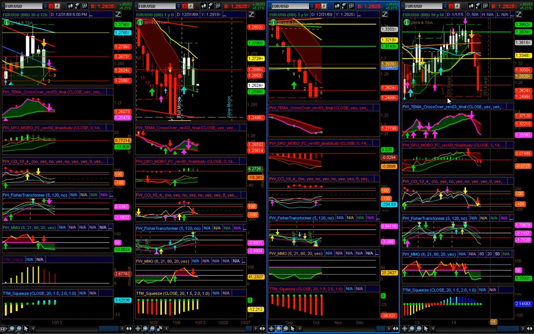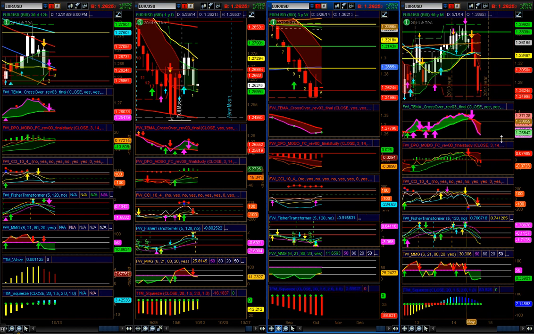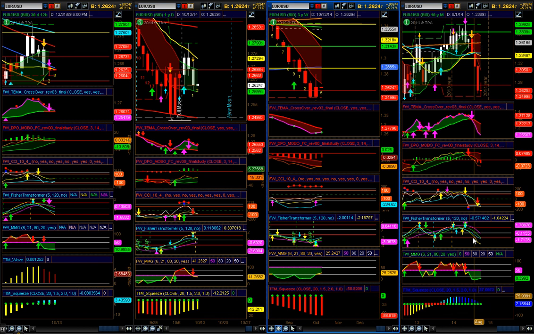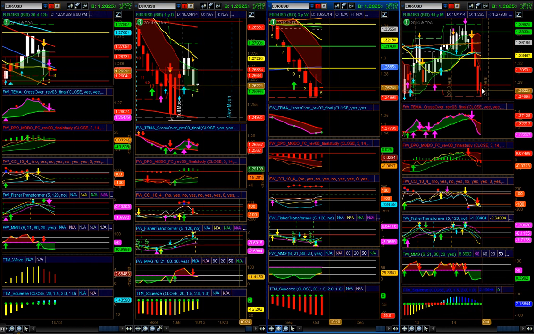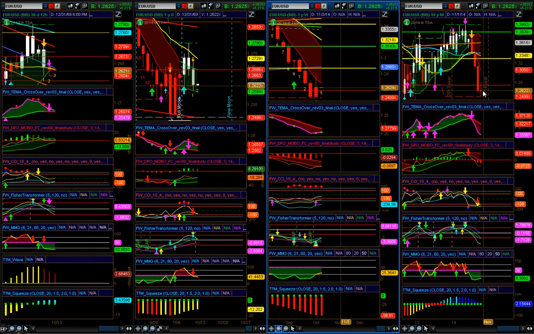Monthly, same thing. Everything is negative. Nothing is really positive here. The only thing is you had this pop to the upside, pop to the downside, and it's kind of like now right back in the middle range here. So that's all I have for the euro.